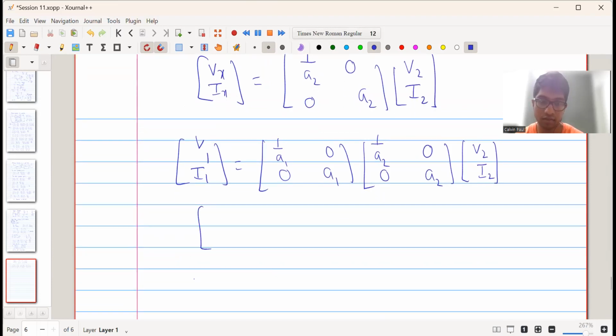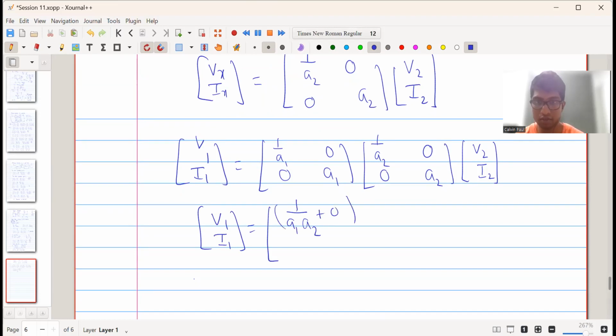So we get V1 I1. So when we do the multiplication, what we will get? 1 upon A1 into 1 upon A2, that is 1 upon A1 A2. Then 0 into 0, so just 0. So plus 0 over here.